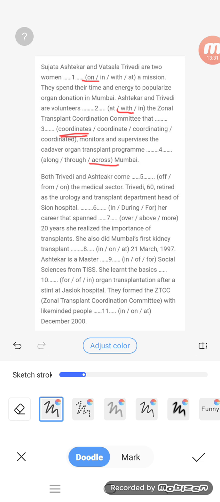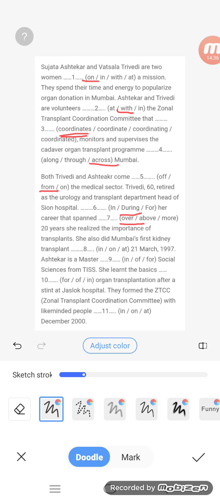Both Trivedi and Asekkar come dash the medical sector. So here "come from" option is given, so "from" option is the correct answer. From the medical sector, Trivedi, 60, retired as the urology and transplant department head of Sion Hospital dash her career that spanned. So after that, which option is correct? During. Sion Hospital during career that spanned dash 20 years.